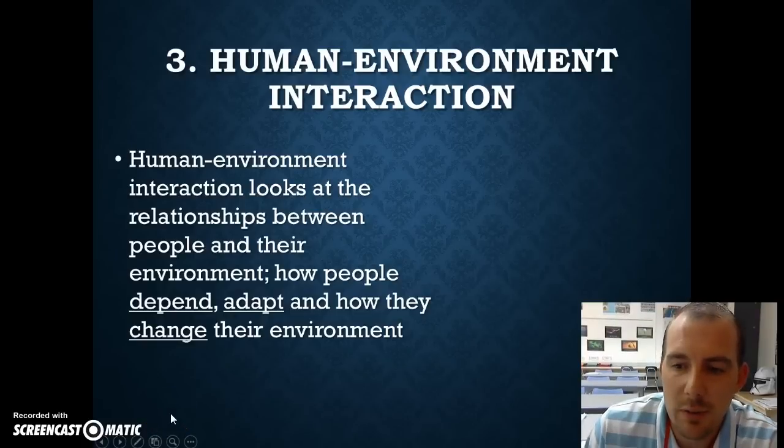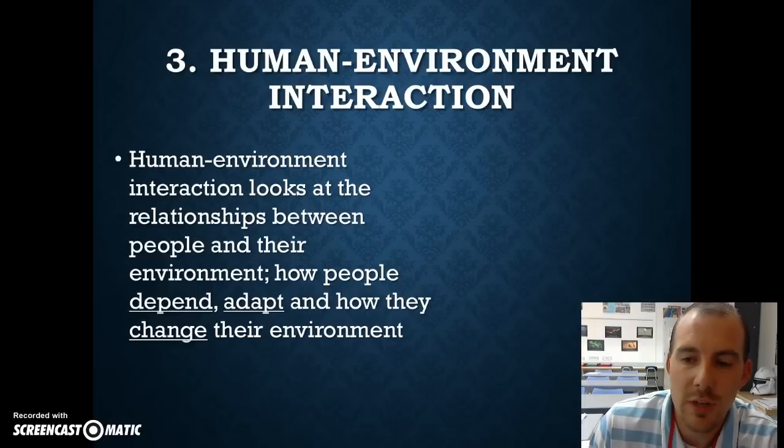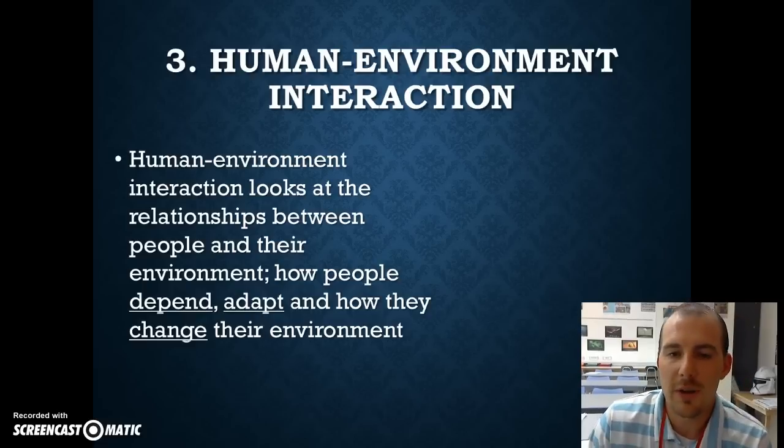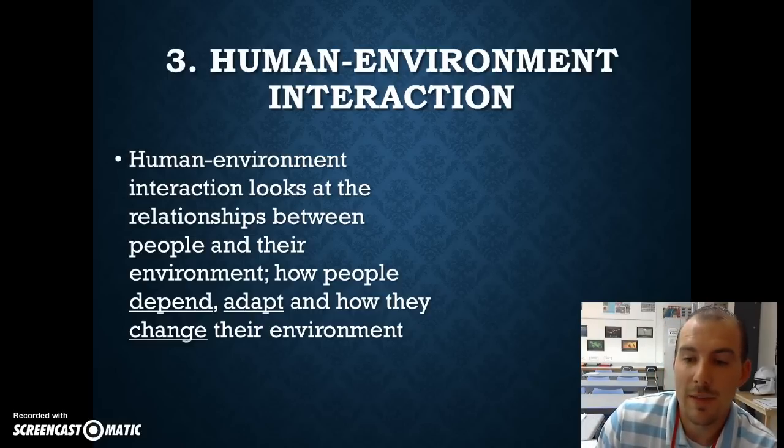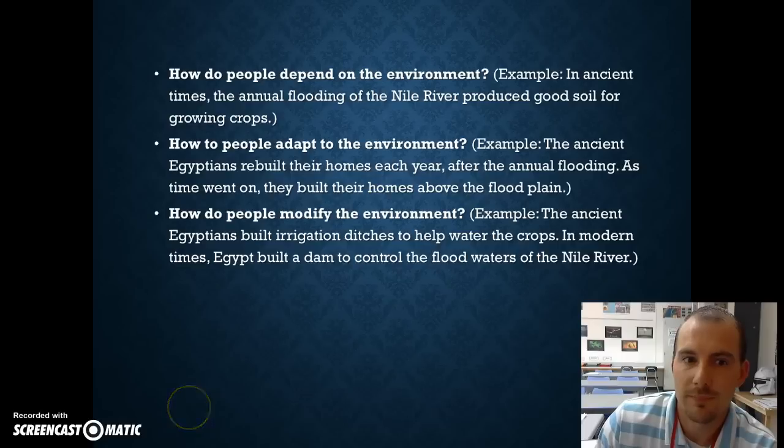Welcome back to the 5 themes of geography. So obviously we started with movement, regions, and now we're into the third theme, human-environment interaction. And what human-environment interaction is actually pretty simple. It's how people interact with the environment around them. And there's 3 ways that they do that. People depend on the environment, they adapt to the environment, and they change their environment.